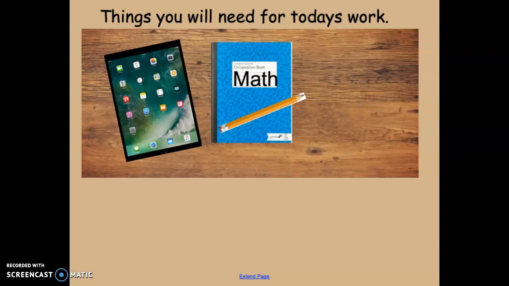Okay, welcome to math. This is Mr. Gable, and the things you'll need today are the usuals. You'll need your iPad, a pencil, and your math notebook.